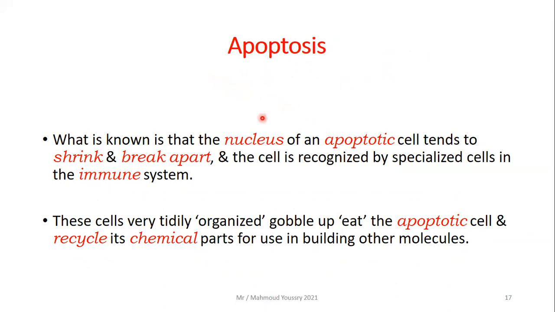The apoptotic cell's nucleus starts to shrink and break apart. Then a specialized type of cells in the immune system recognize this apoptotic cell. Then these cells very tidily gobble up, or eat, the apoptotic cell. Then it recycles its chemical parts for use in building other molecules.